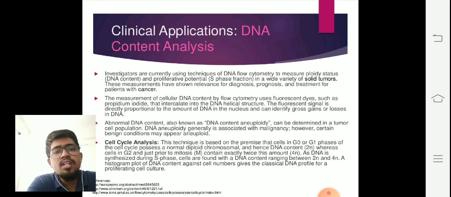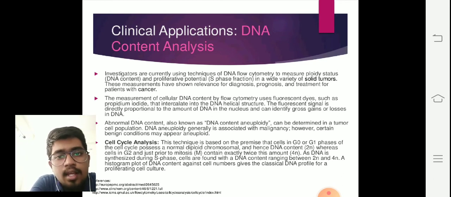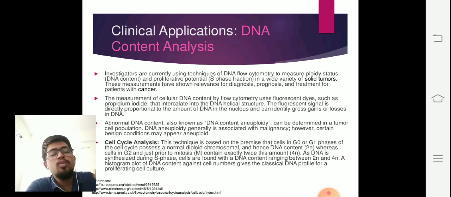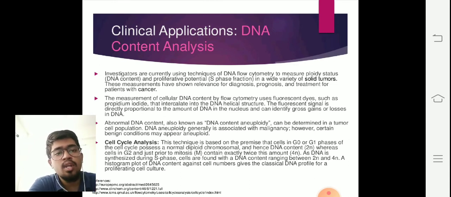The abnormal DNA content is also known as DNA content aneuploidy. If there is any abnormality in DNA content, that abnormality is nothing but aneuploidy. Whatever the abnormality is, it is known as DNA content aneuploidy, and it can be determined in a tumor cell population using this technique. DNA aneuploidy is generally associated with the malignancy of the cancer cell.